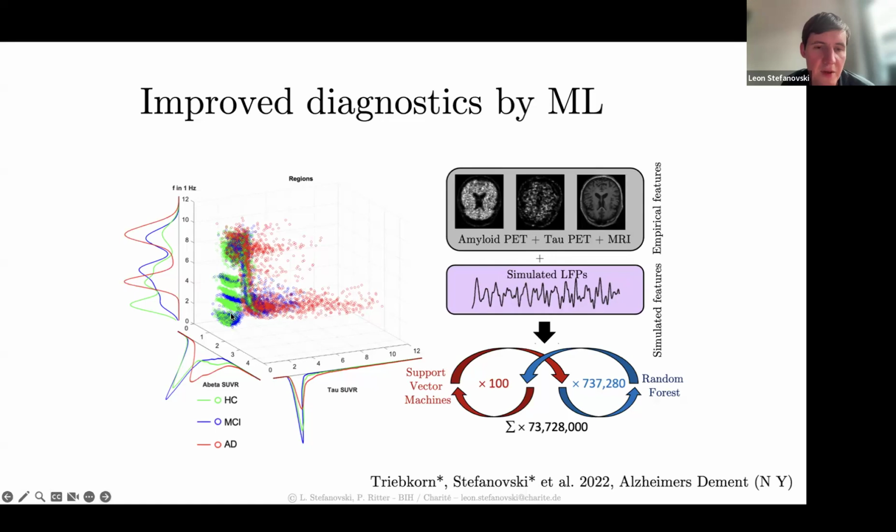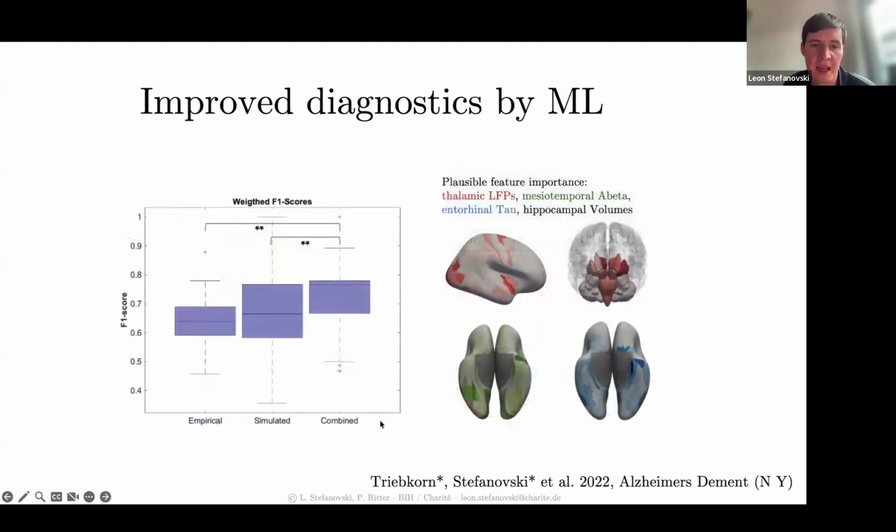You actually see that the three diagnostic groups do have clearly different patterns, but they are quite convoluted. Therefore, it's a good approach for support vector machines to put a hyperplane in between to disentangle them. And indeed, we were able to show that the combined model outperformed both the empirical model alone and also the simulated data alone. Actually, also the simulated data, so the local field potentials alone, contains the same information as amyloid PET, tau PET, and brain volume altogether. But if you combine them, the classification was actually the best.